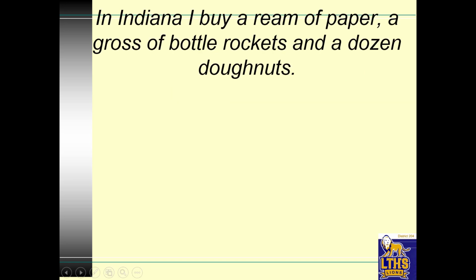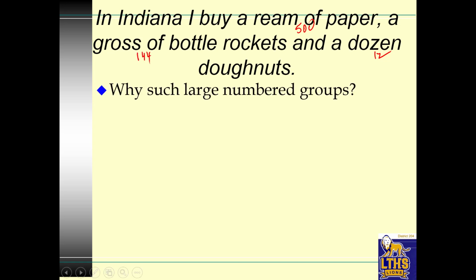Okay. So conversion factors are used a lot in chemistry because, you know, like we say 12 for a dozen, and a ream of paper is 500 pieces of paper, and a gross of bottle rockets is 144 bottle rockets. So sometimes in order to count stuff, we group it together and call it a whole thing. So a ream is 500 things. The gross is 144. A dozen is 12.